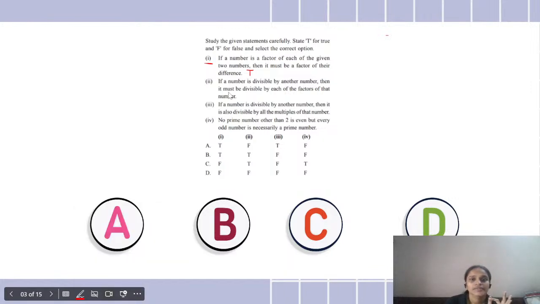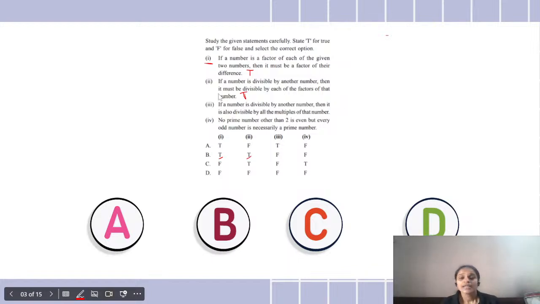Okay, so this is also true. So do you see in option A, my second sentence they have given us false, but it is incorrect. That is also true. So first is true, second is true. Now coming to the third sentence, if a number is divisible by another number, then it is also divisible by all the multiples of that number.